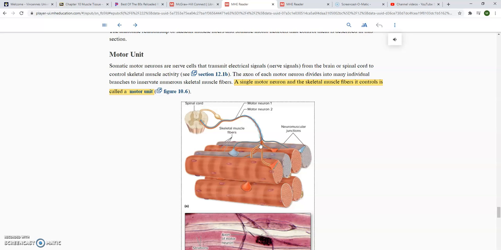So if I'm picking up something light like a piece of paper, I may only have 1 or 2 motor units that are going to send nerve impulses to skeletal muscle cells in my biceps brachii. And then that'll be just enough force for me to pick up that paper and bring it towards my face so I can read it.